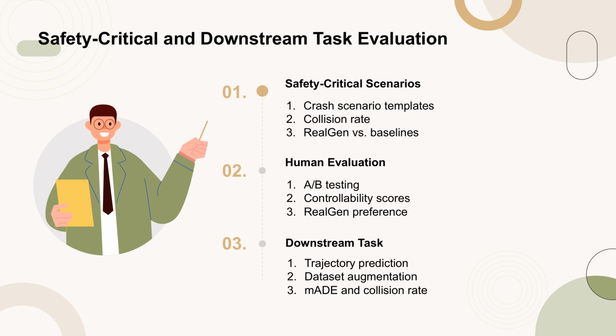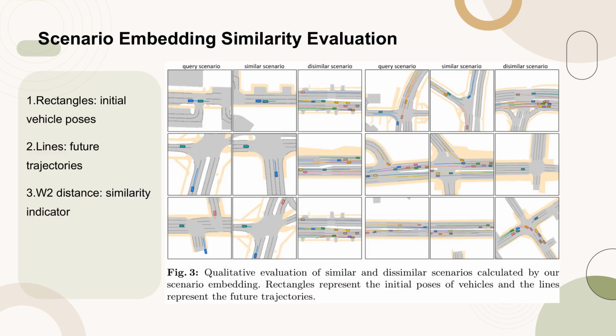Human evaluation through A/B testing shows high preference for RealGen in terms of controllability. For downstream tasks, the generated data is used to augment the training dataset of trajectory prediction models, resulting in improved performance metrics. Figure 3 illustrates the qualitative evaluation of similar and dissimilar scenarios based on our scenario embedding.